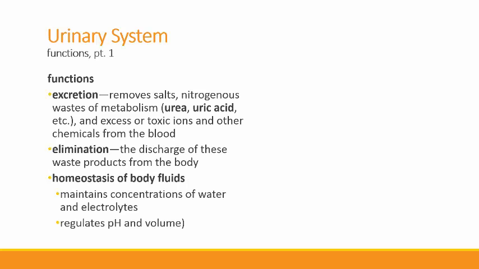When we think about the functions of the urinary system, here they are. First is excretion. So excretion is the removal of any waste product from the body. And so we use the urinary system to remove the salts that are unnecessary to the body, that are taking us out of homeostasis, any of the nitrogen-containing materials that are the wastes of metabolism.